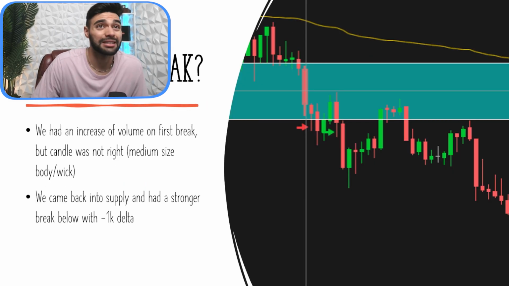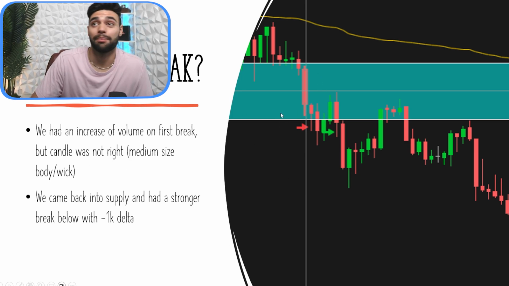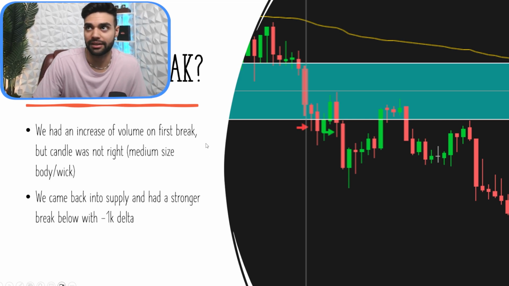Was it an aggressive break, right? So we had an increase in volume on the first break, but the candle was not right. The candle size was a medium candle size, the body was small, the wick was big. Now we come back and break this level again with a huge body candle with nice volume and nice negative delta. That's the break I would have considered, right?